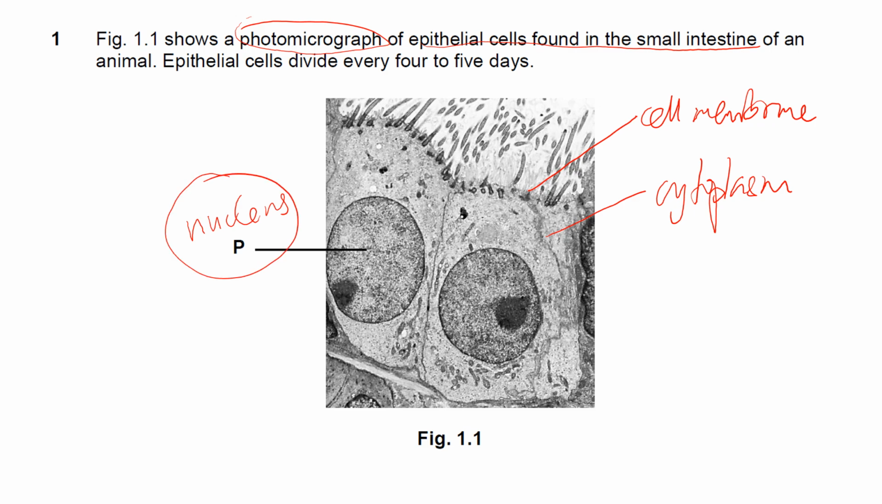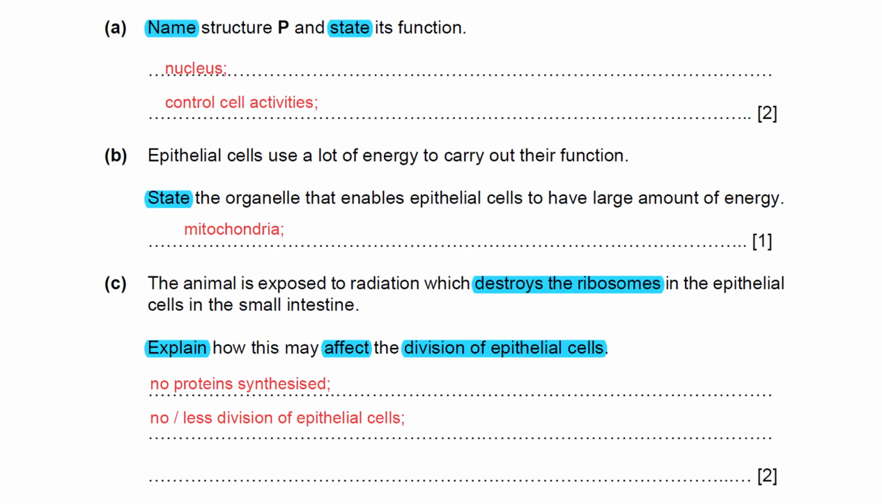So let's begin with the first question. The first question asks name structure P and state its function. See, there are two command words, number 1 and number 2 over here. So nucleus is the answer, and the function of the nucleus is to control cell activities. Full stop. If you name structure P wrongly, then of course you will state the function wrongly. So be careful with trying to identify the labels.